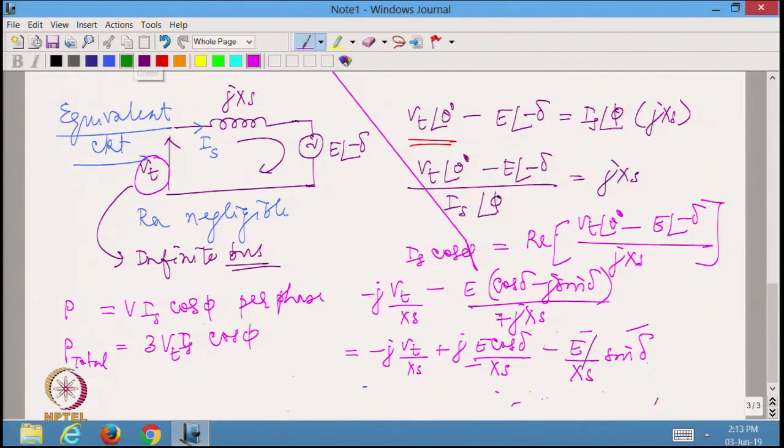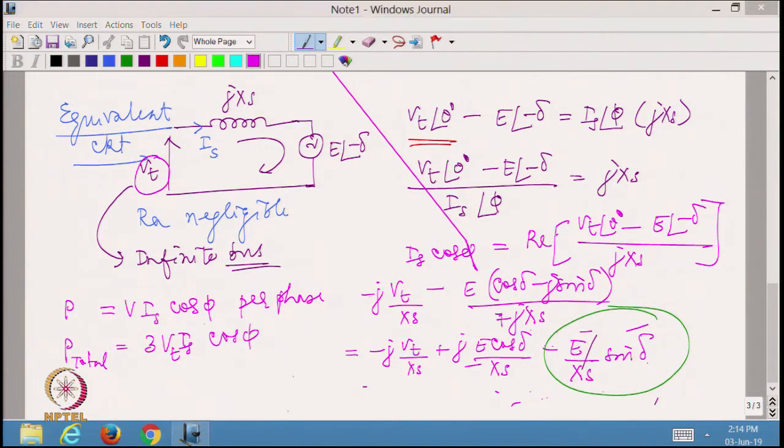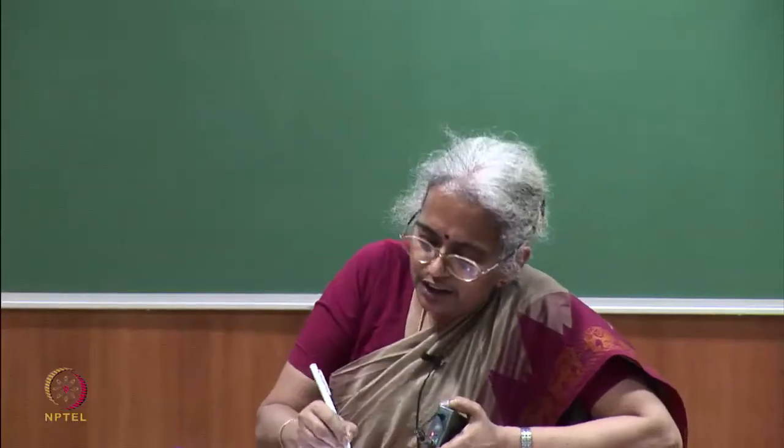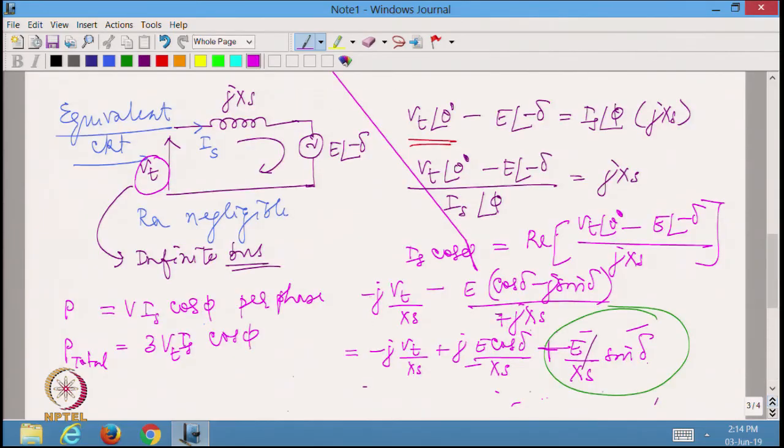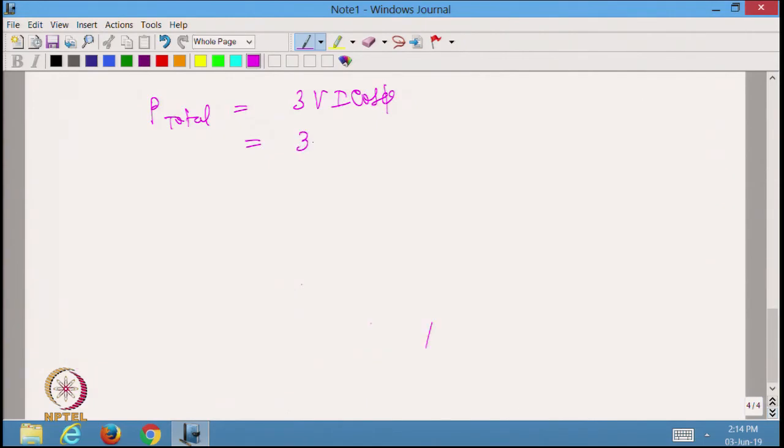So, if I want to look at the real part alone, this is the only real part that is present. Please note this is plus. I have written this as minus, this is actually plus. So, this is going to be the real part that is available. So, let me write the power, which I have written as the total power, 3 V I cos phi, is equal to, we just wrote I cos phi is the real part, which is E by Xs sin delta. So, I should be able to write this as 3 V E sin delta divided by Xs.